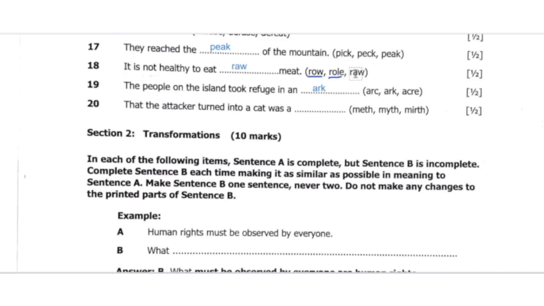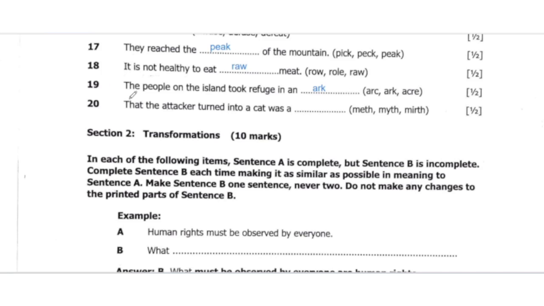Okay, all right, we go to question number 20. That the attacker turned into a cat was a dash. This tends to be a myth. We have heard of these rumors in Copperbelt, when there was a period of gassing, where we heard that people are gassing, they are also spiritual, they caught someone and he turned into a cat, something like that. I don't know if I am the only one who heard about this, or we are many. If you also heard about it, you can tell me in the comment section.